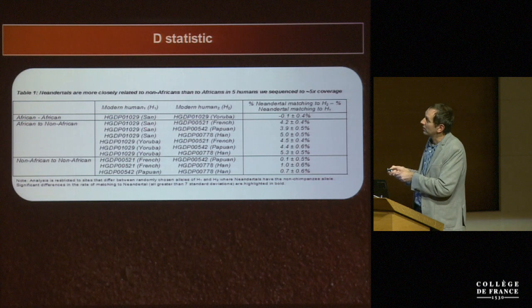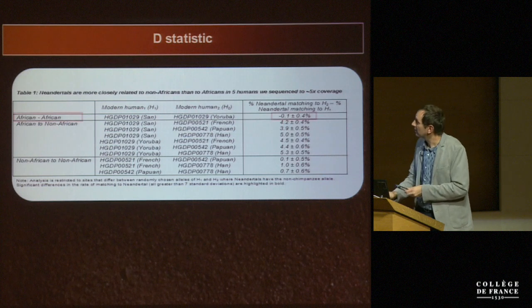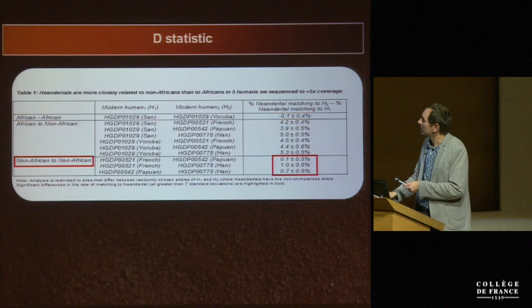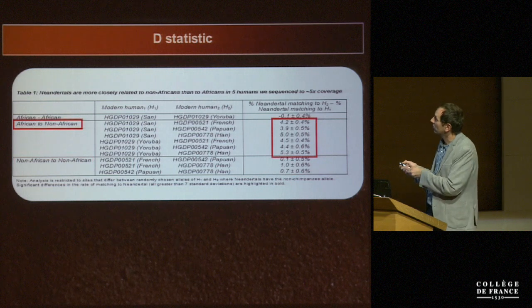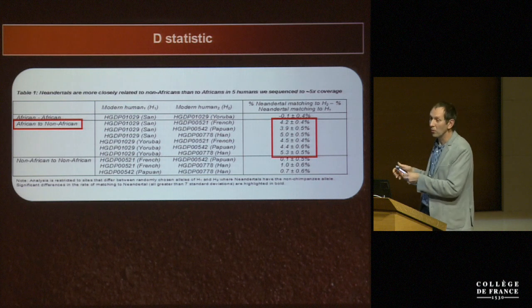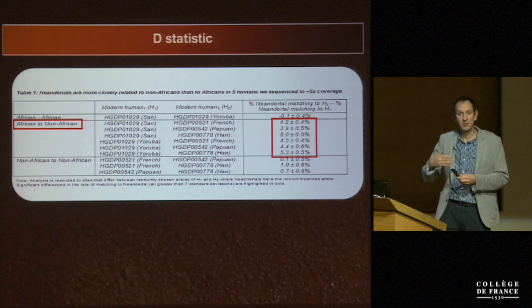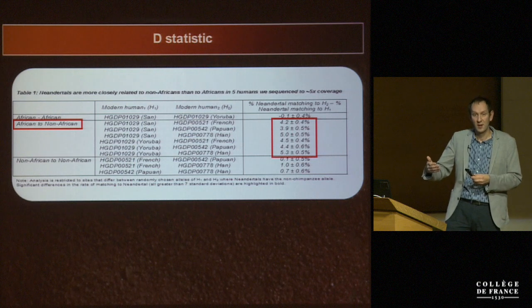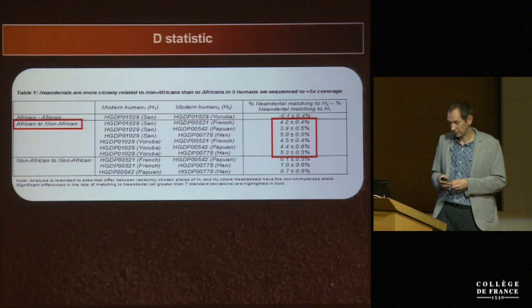The surprise then came when comparing Africans and non-Africans. So comparing a San individual to a French individual, for example, you see that there's a strong affinity of the French to the Neanderthal. But surprisingly, that was not just limited to Europeans, but the same signal was picked up in Papua New Guinea and in Chinese people. So all of the people outside of Africa showed this greater affinity to Neanderthals compared to Africans.